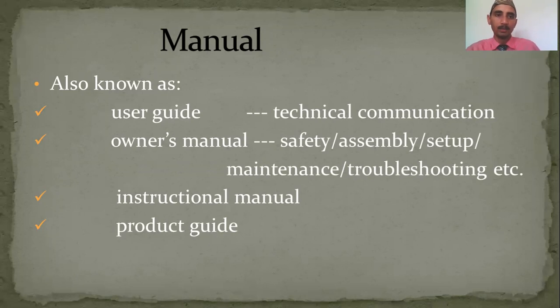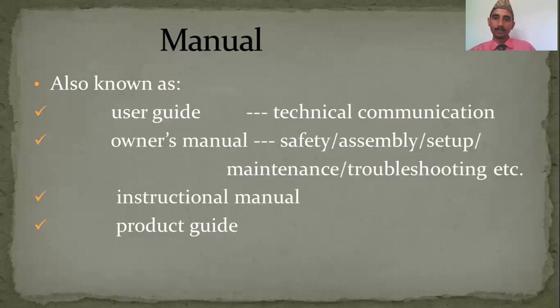Okay, so a manual is also known as a user guide, or owner's manual, instructional manual, or product guide. Usually a user guide involves technical communication, which means we are confronted with a certain kind of technical information. A lack of information will mean we cannot operate that kind of machine successfully. So a user guide helps us know how to use it.